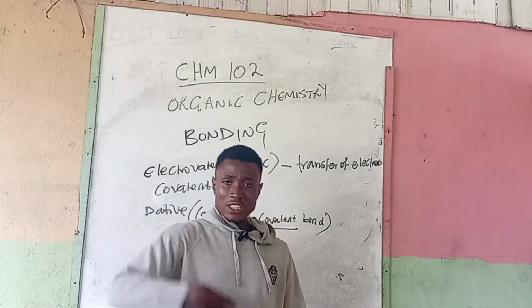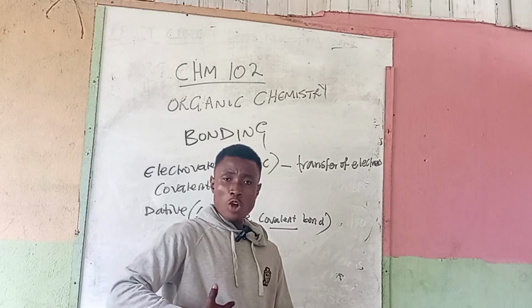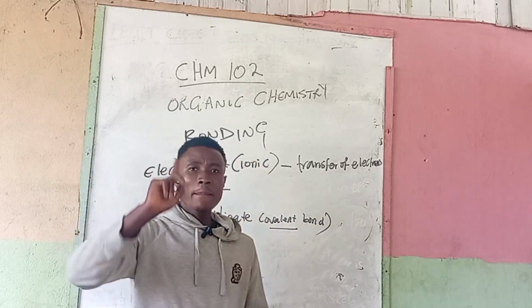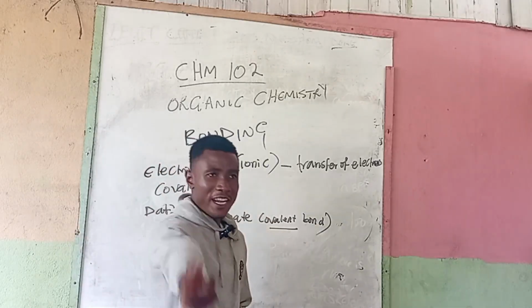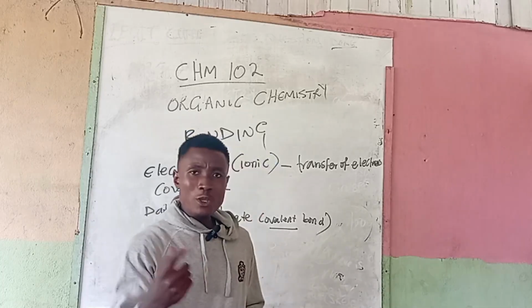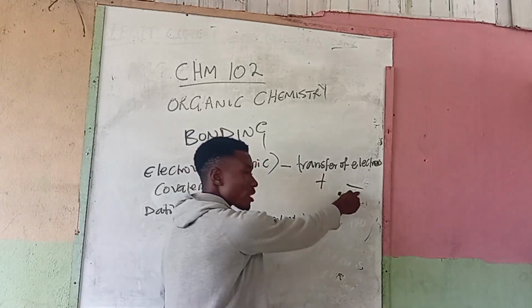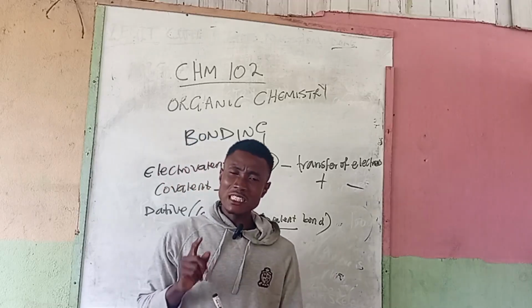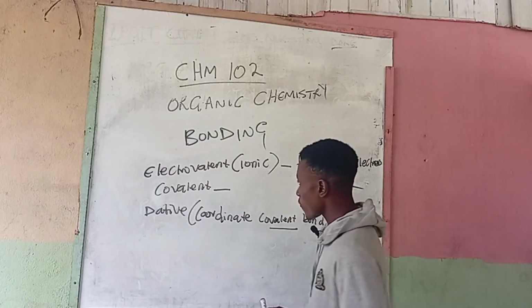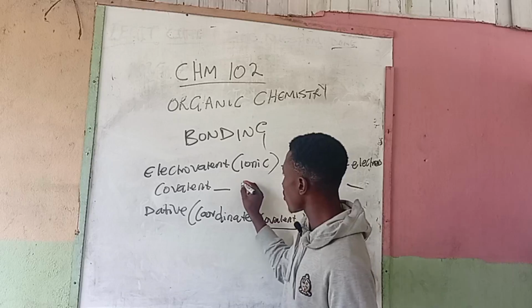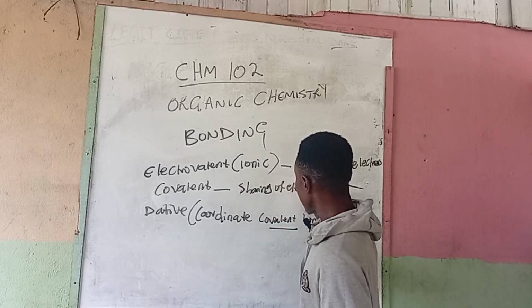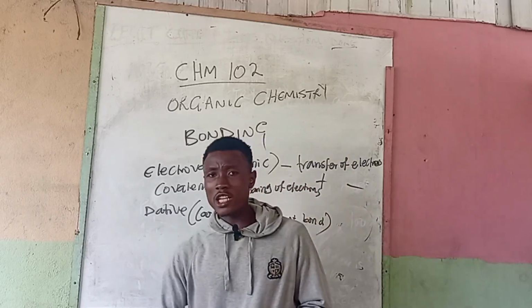The moment I transfer to you right now, I become electropositive, and you that is collecting become electronegative. Please take note. The element transferring an electron to another element is electropositive, and the one collecting is electronegative. So that is what electrovalent bonding is: a transfer of electrons. Then the covalent bonding is the sharing of electrons.